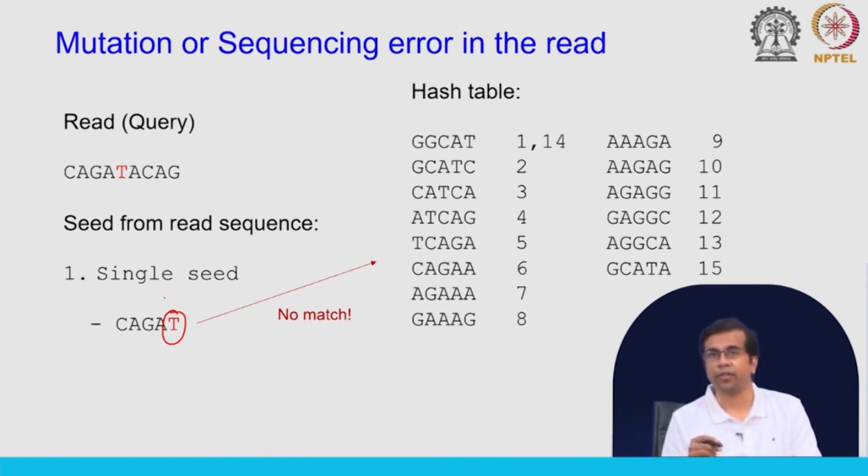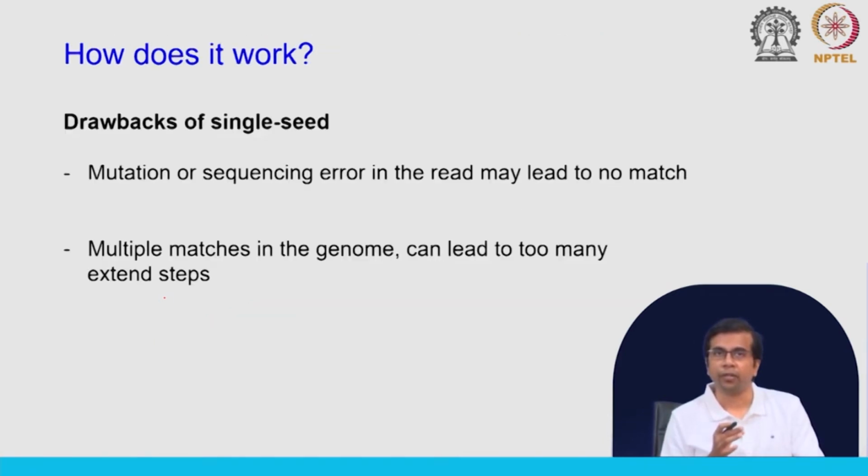So, if you do not see any match, we can say that we do not find the read in the reference genome and we discard it. But that would be wrong. Just because of a single mutation, if you discard that read, you cannot map that read, which means you are losing data. So, this is something that we want to avoid. Probably the better way of doing this would be going for multiple seeds.